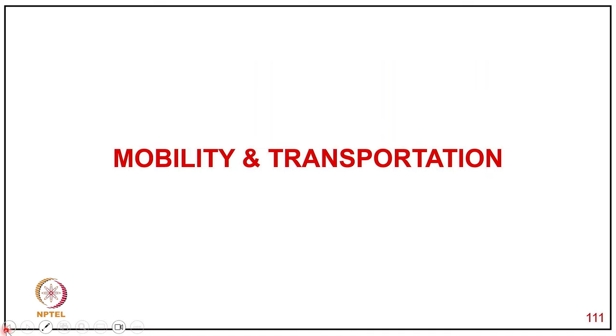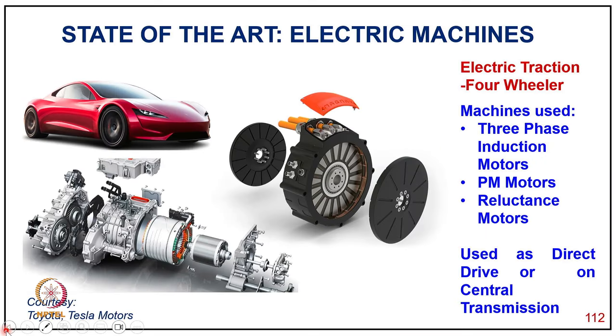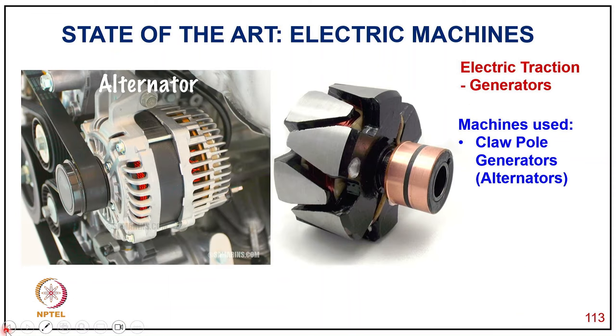Well, coming to a very important application of these electrical machines or typical electric motor is the mobility and transportation system, starting with the electric vehicle, where in four-wheeler Tesla initially used the three-phase induction motor, and then started using permanent magnet synchronous motor followed by synchronous reluctance motor, and used as a direct drive or the central transmission system.